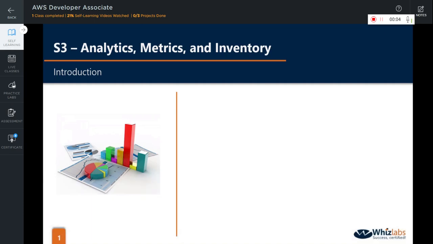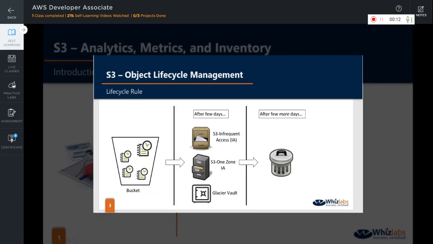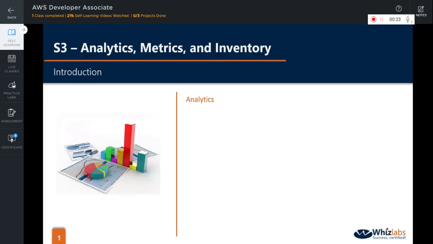In this video, we are going to learn about analytics, metrics, and inventory options available on the S3 bucket. In the object lifecycle management, we learned that a lifecycle rule can be created which can transfer objects to different storage classes after a certain period of time to save on the cost. The analytics option basically gives you statistical data to improve your lifecycle policies.